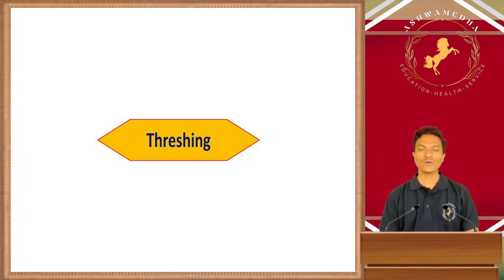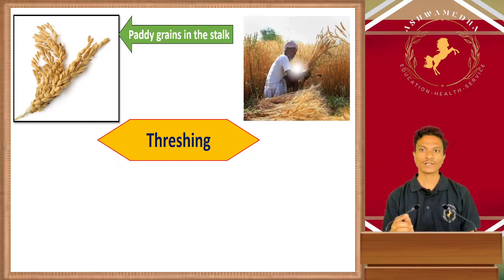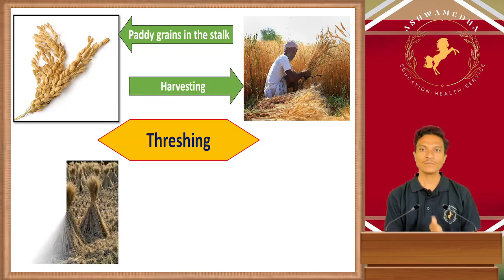Yes. So before understanding what is threshing in science, I'll just give you one process: how our grains are obtained from the fields. I'll go with an example of paddy. Dear students, paddy is grown in the fields and the paddy grains will be present in the stalk, that means the plant of the paddy crop. So the grains will be harvested from the field. How? The entire plant will be cut and collected in one place.